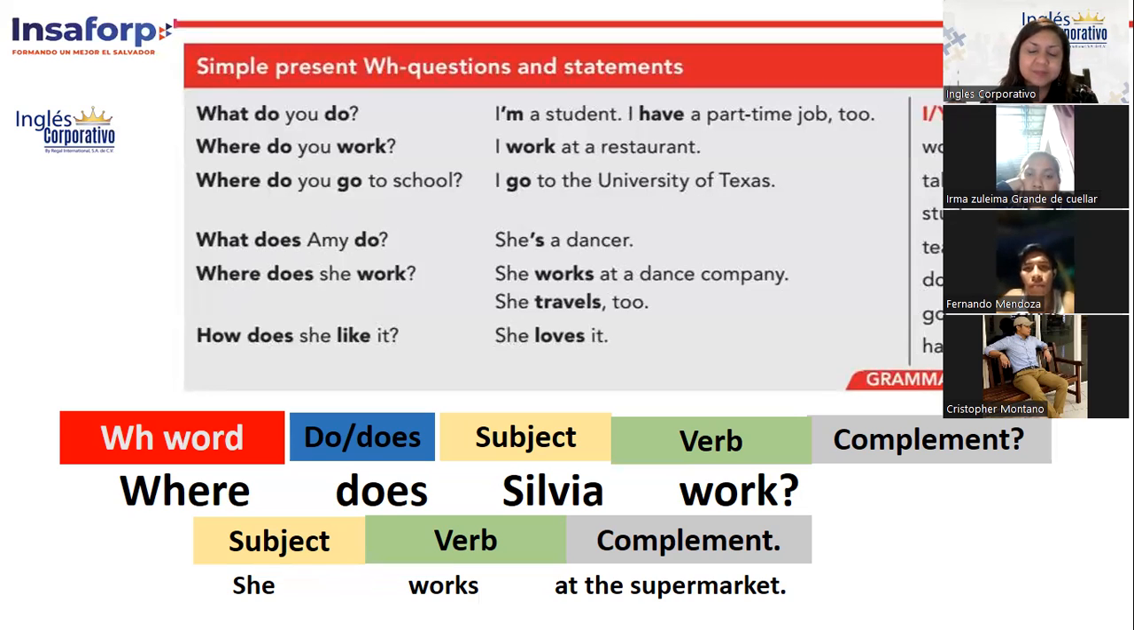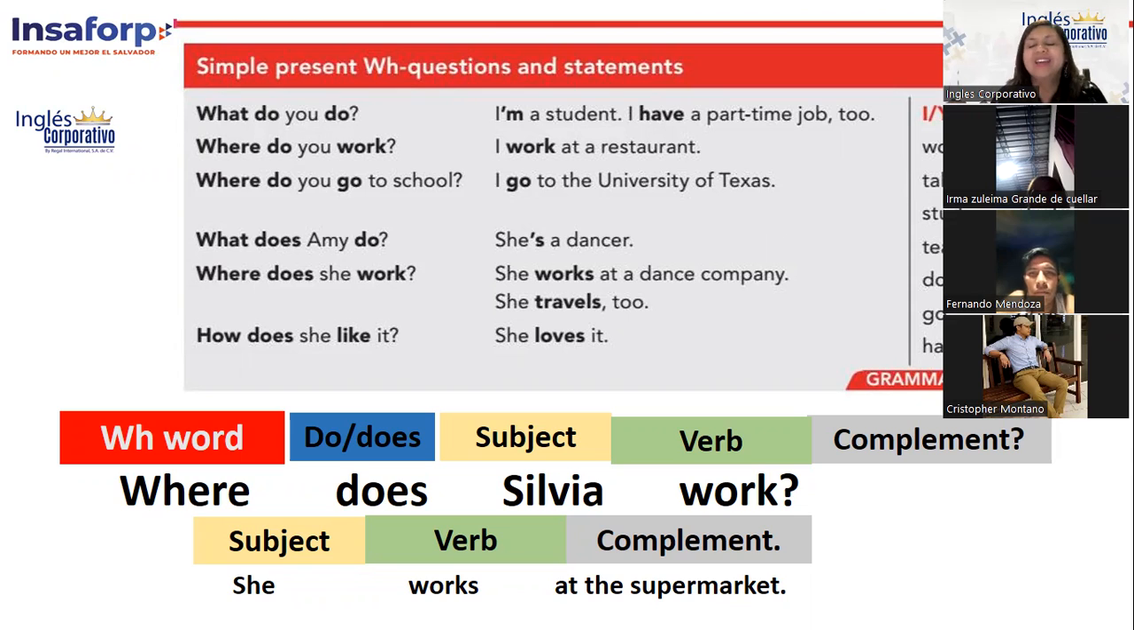Yes, Christopher. Y en ese caso, cuando estemos dando una respuesta negativa, siempre vamos a utilizar el auxiliar y ya no le agregaríamos ese verbo. Exactly. You use the auxiliary don't or the auxiliary doesn't if it's the third person singular. And the verb is base verb. Okay, this is the rule.